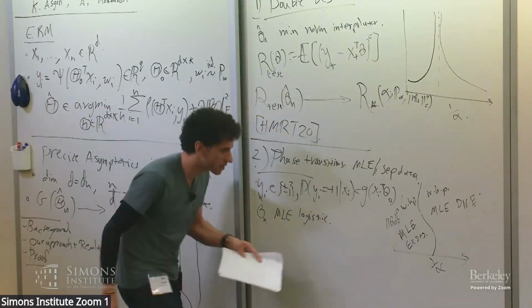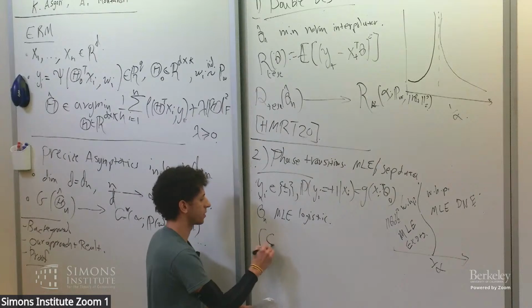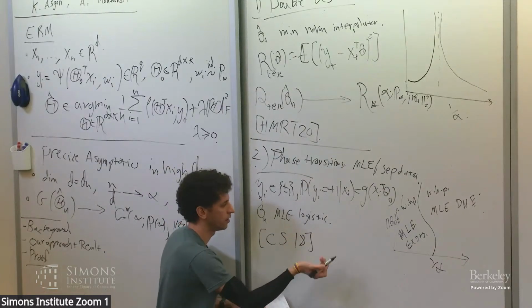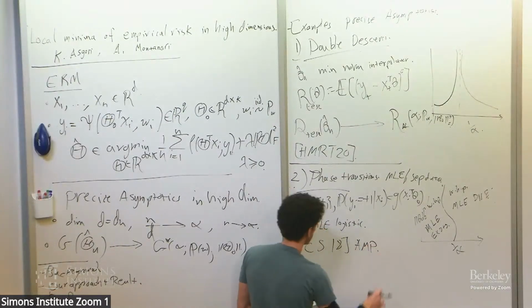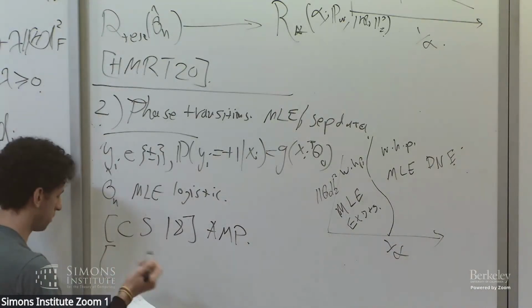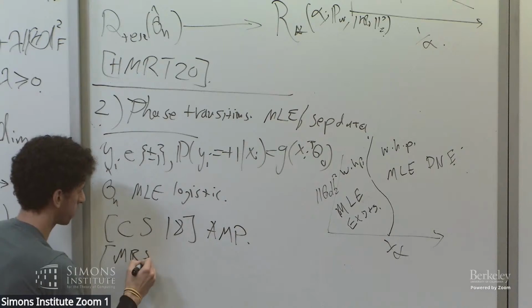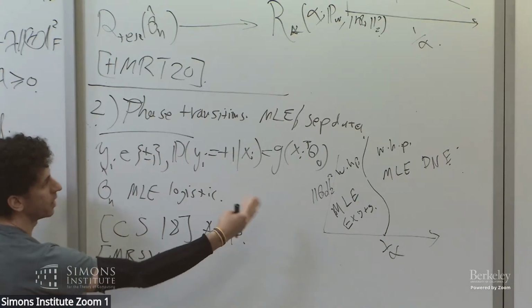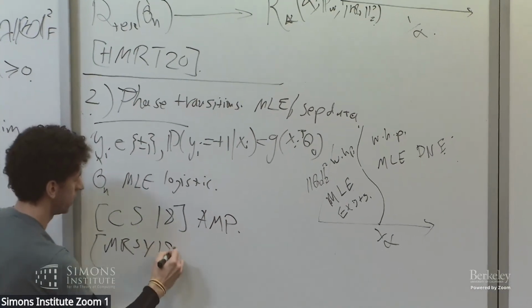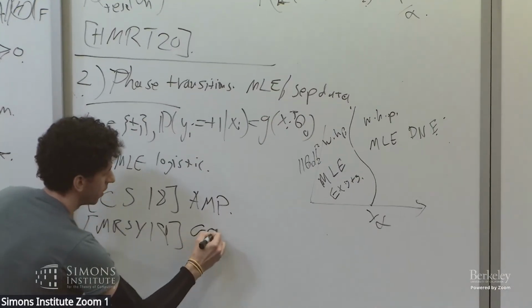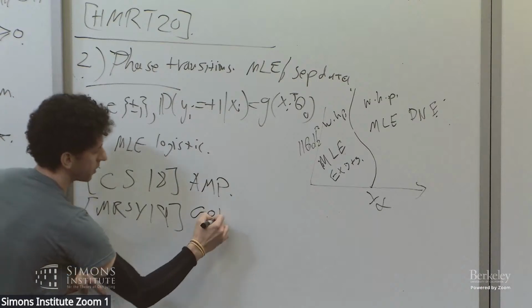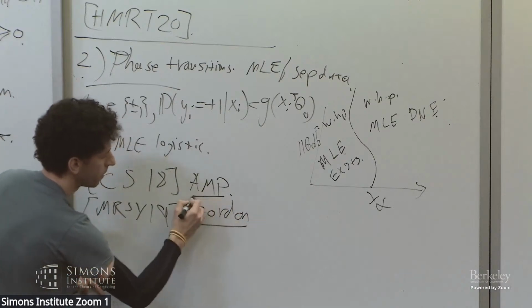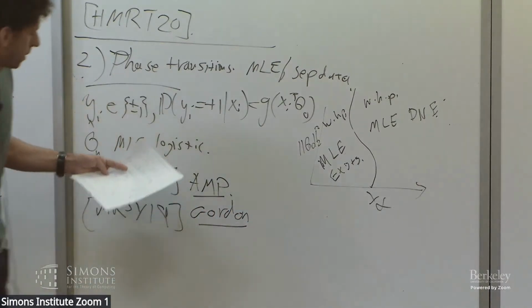Okay, I'll say some examples. Where this was done, for instance, in Candès and Sur 18 for the logistic case, and this was done via a technology called approximate message passing, or AMP. And more generally, this was done in MRSY, where they showed this separability transition threshold for more general functions than the logistic, and it was done via a technology called Gordon. And I'll say a little bit about what these things are.